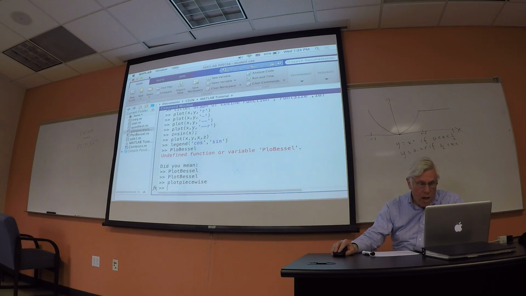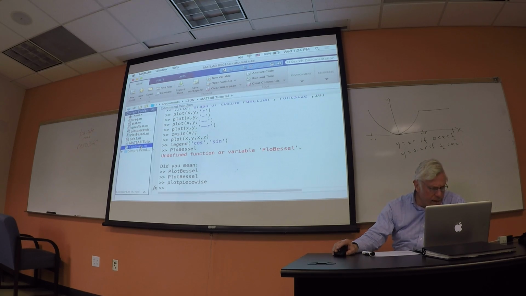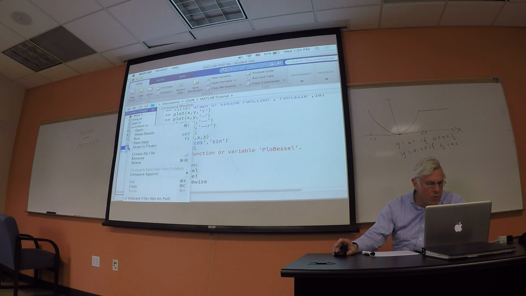Let me look at another one called contours. This is really cool. We're going to need this next week, when we do what are called direction fields. Let me just open it up now for you.